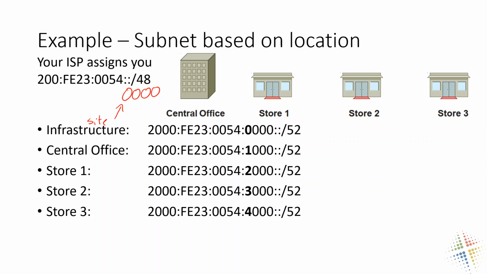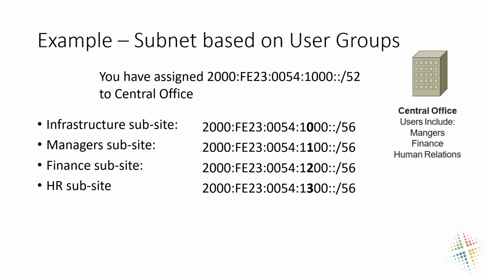Well, that's great. I've assigned the site, the physical location, to the very first nibble in my environment. And this makes it real easy because then everything that summarizes up into that /52 route all goes to infrastructure, or to the central office, or to each individual store. Where this comes in handy is on this next slide. Well, we've assigned a /52 to our central office, like we just were looking at. We just assigned the 1 to the central office.